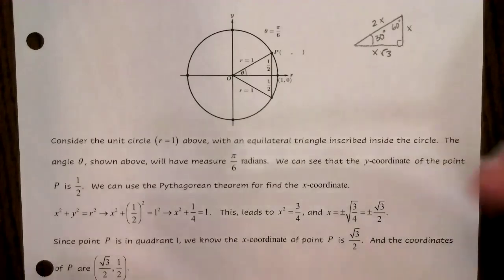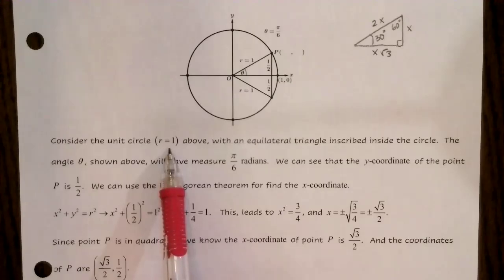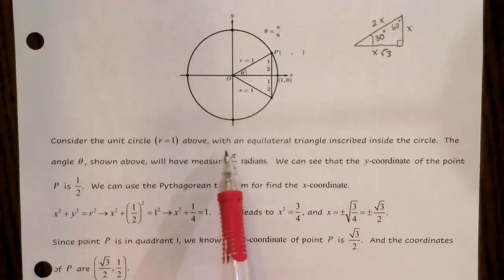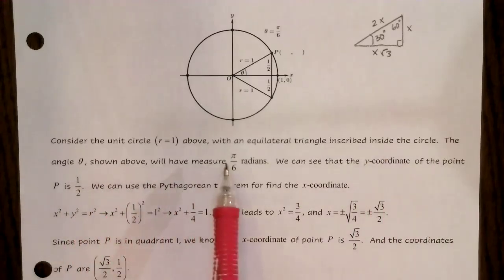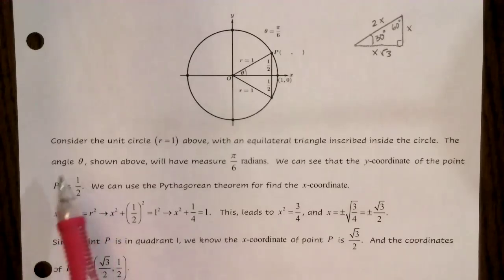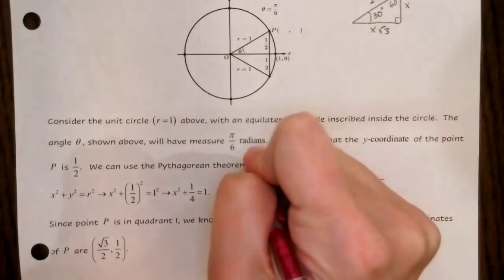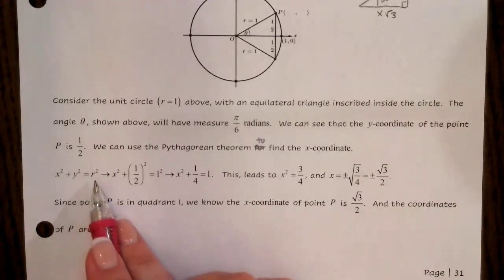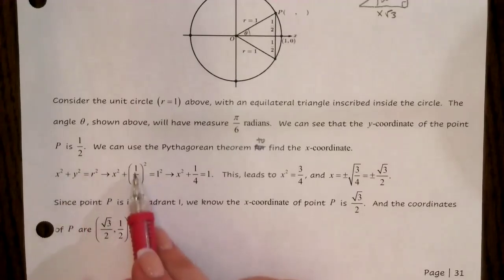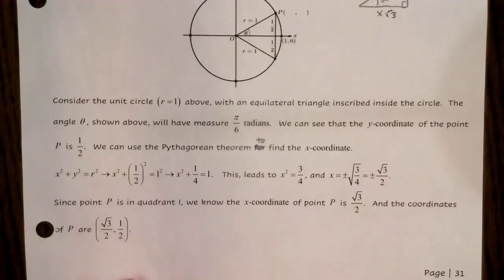Now we're going to go through and prove that a little bit here on the bottom. It tells us that the unit circle has a radius of 1, so we know this radius. With an equilateral triangle inscribed inside the circle, the angle shown above will have a measure of pi over 6 radians. We can see that the y-coordinate of the point is 1/2. We can use Pythagorean theorem to find the x-coordinate. So x squared plus y squared equals r squared. Remember Pythagorean theorem. We plug in the 1/2 for the y and the 1 for the r, because those are the two pieces of information that we can get.